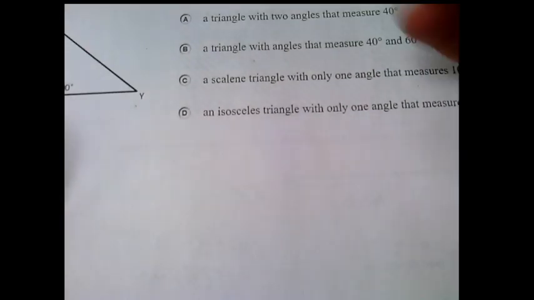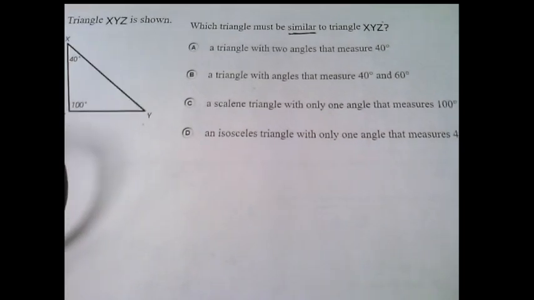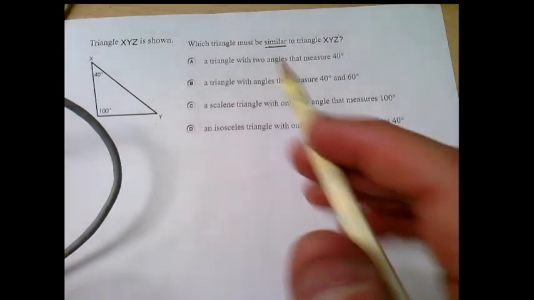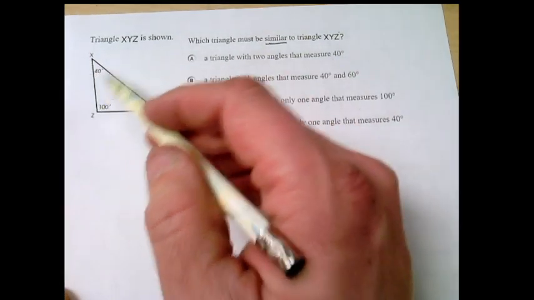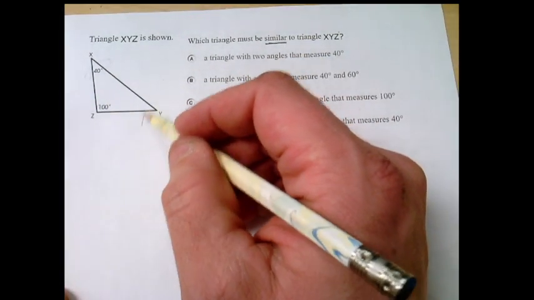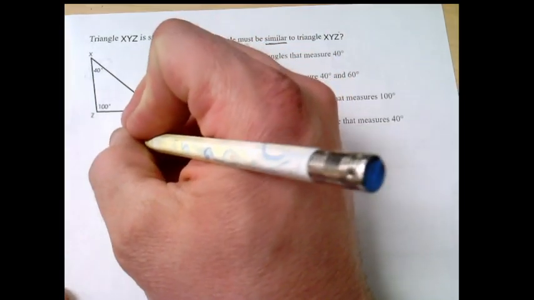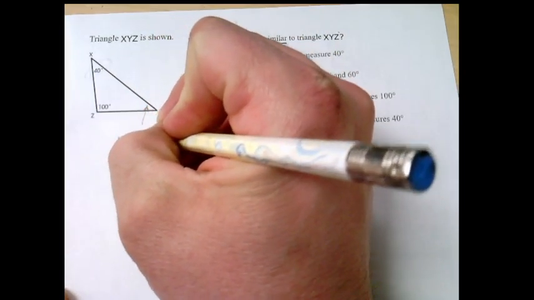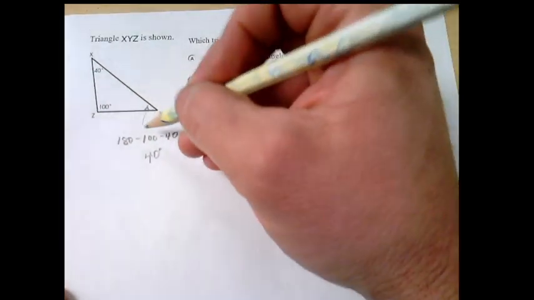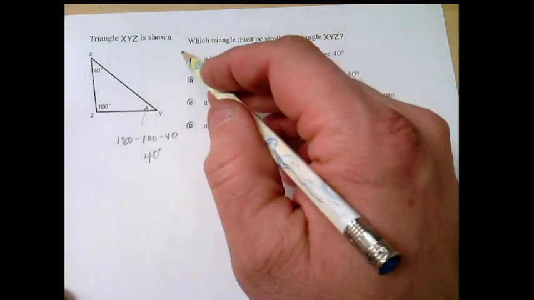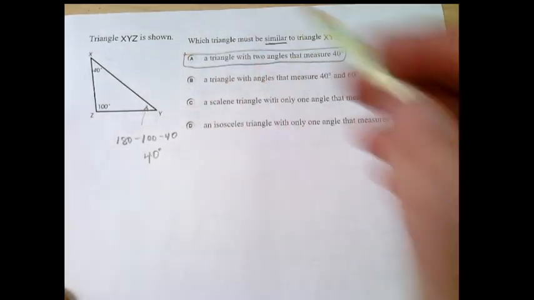Now, remember, what do we know about similar triangles? Their corresponding angles are congruent, and their corresponding sides are proportional. So as I look at this, when it says a triangle with two angles that measure 40 degrees, well, I've got one that measures 40 degrees. Let's see what the other angle measurement is going to be. Remember, the sum of the interior angles is 180. If I take 140 away from that, 140 from 180 gives me 40 degrees. This other angle has to be 40 degrees. So I'm thinking, yeah, that is the answer there.